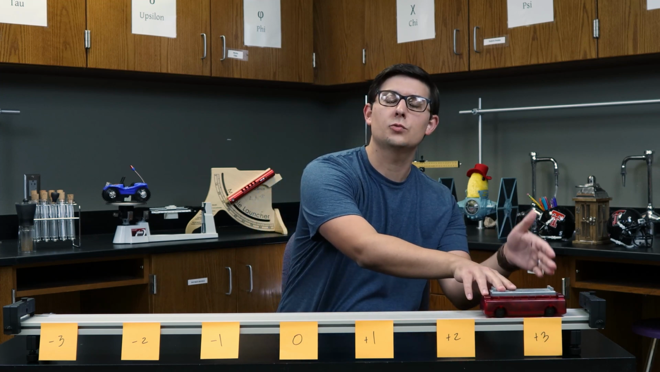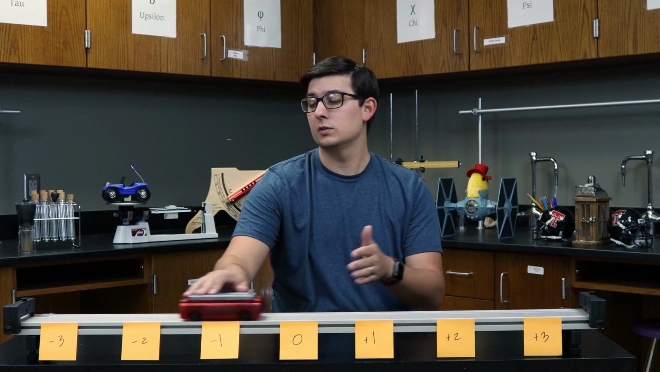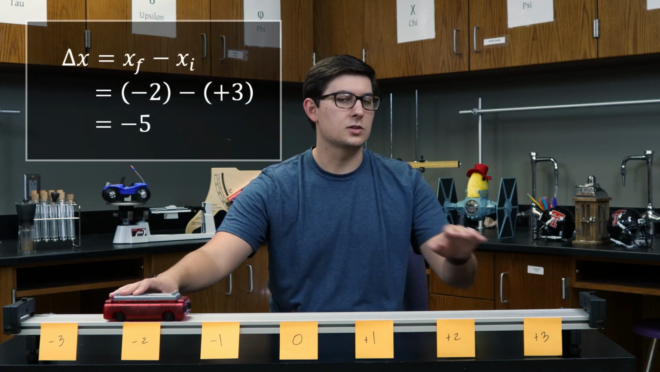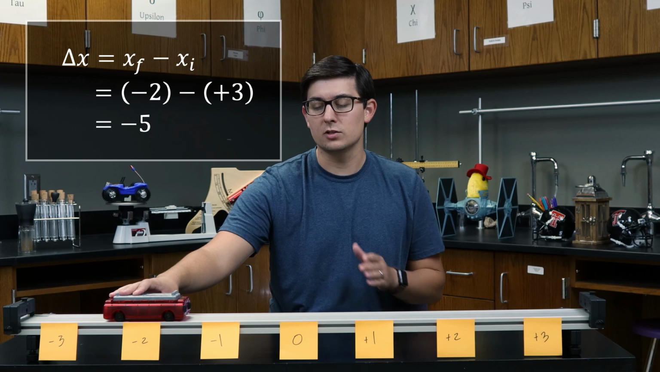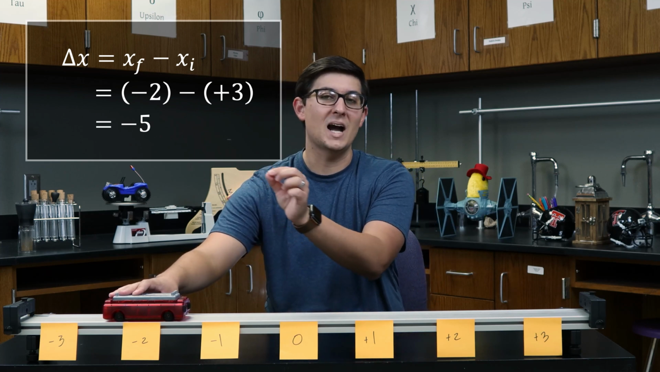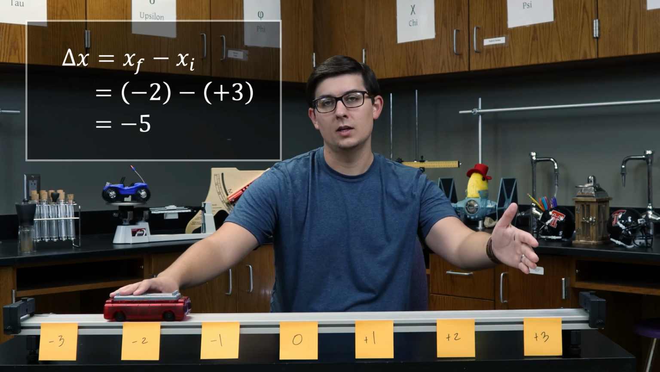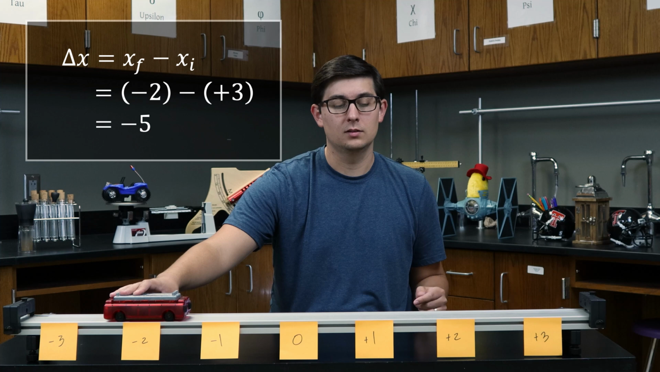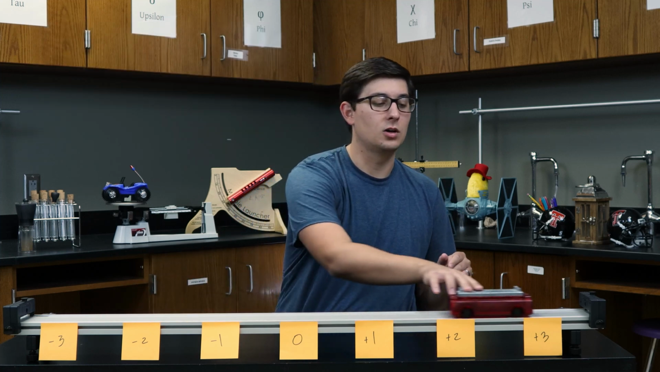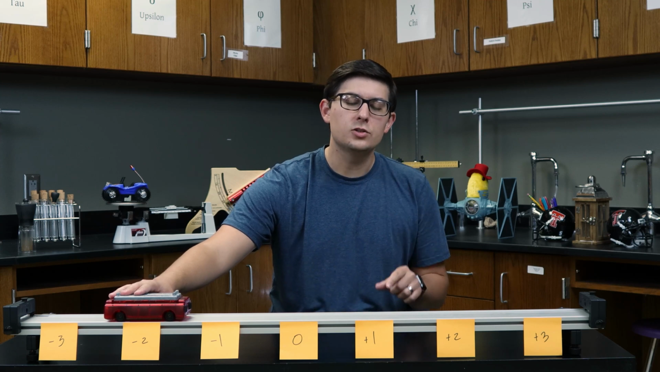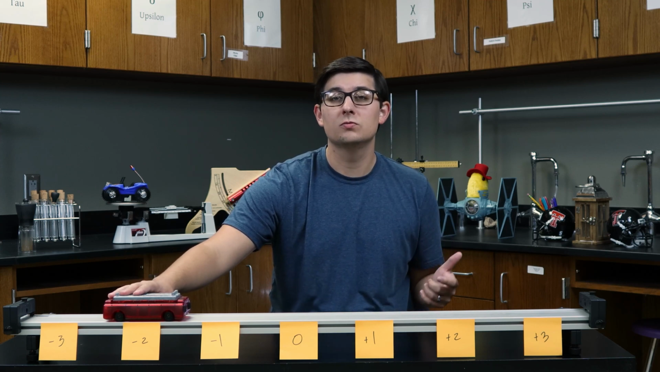Let's look at my example. If I start at +3, and then I move to -2, well, my final position is -2, my initial position was +3. So using my equation, final minus initial gives me -2 minus +3. Quick math in your head would tell you my displacement was -5. Negative direction, and that's what we saw. Negative displacement. So your equation will take care of the direction for you.